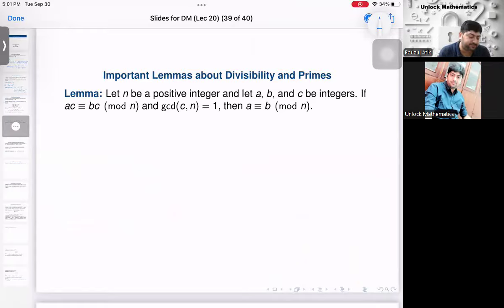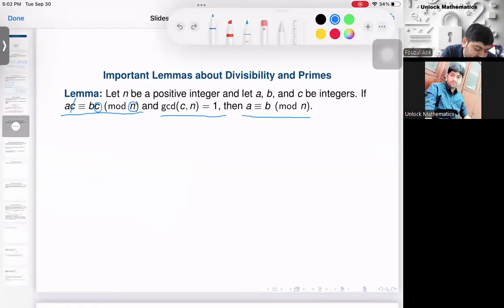What does it say? Let n be a positive integer and a, b, and c be any integers. If ac is congruent to bc mod n and GCD of c comma n is 1, then you can cancel this c, and you can say a is congruent to b mod n. So if the GCD of c and n is 1, you can always cancel c and say that a is congruent to b mod n. Clear? This is one theorem that you should know, as in many places you may have to use this.